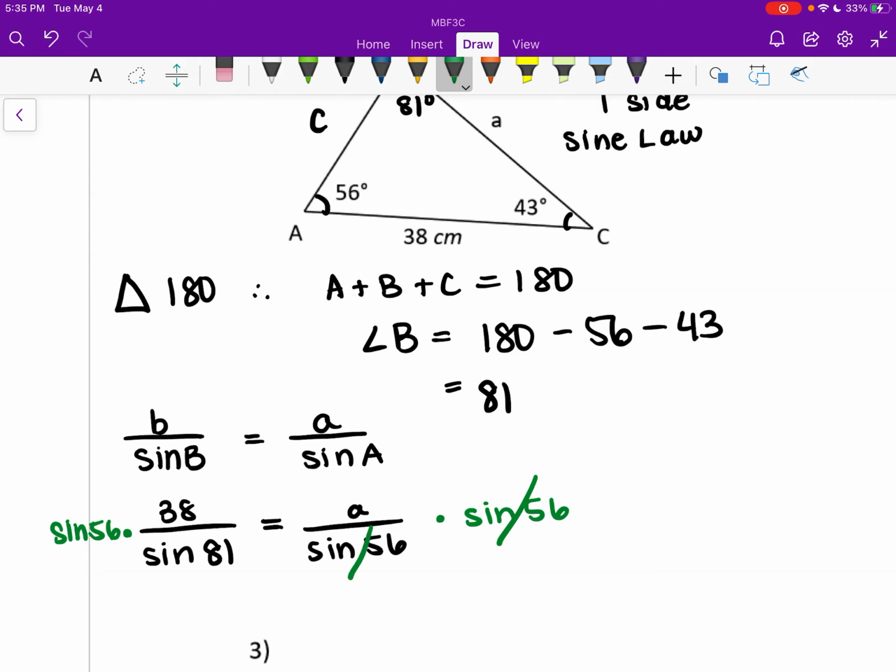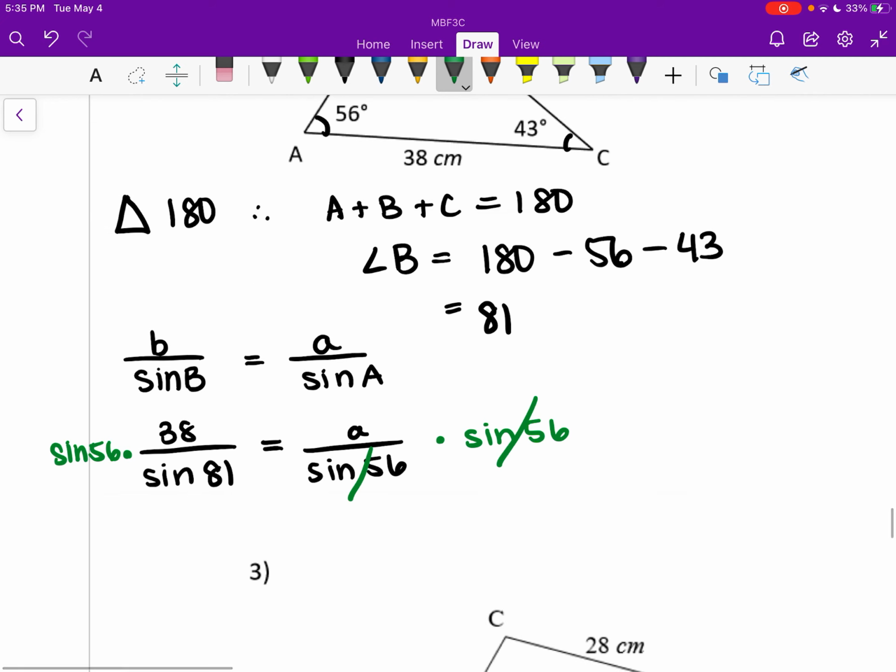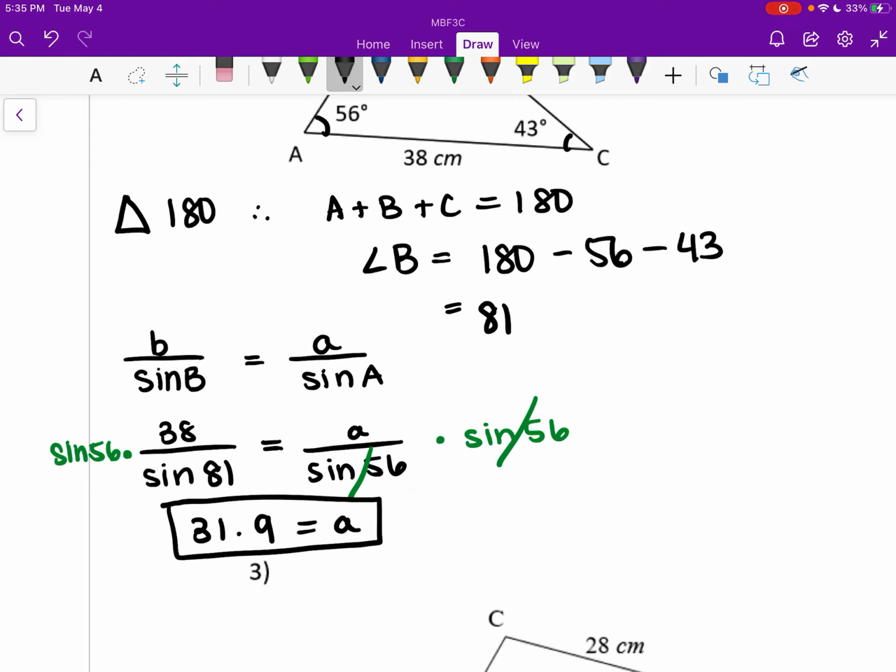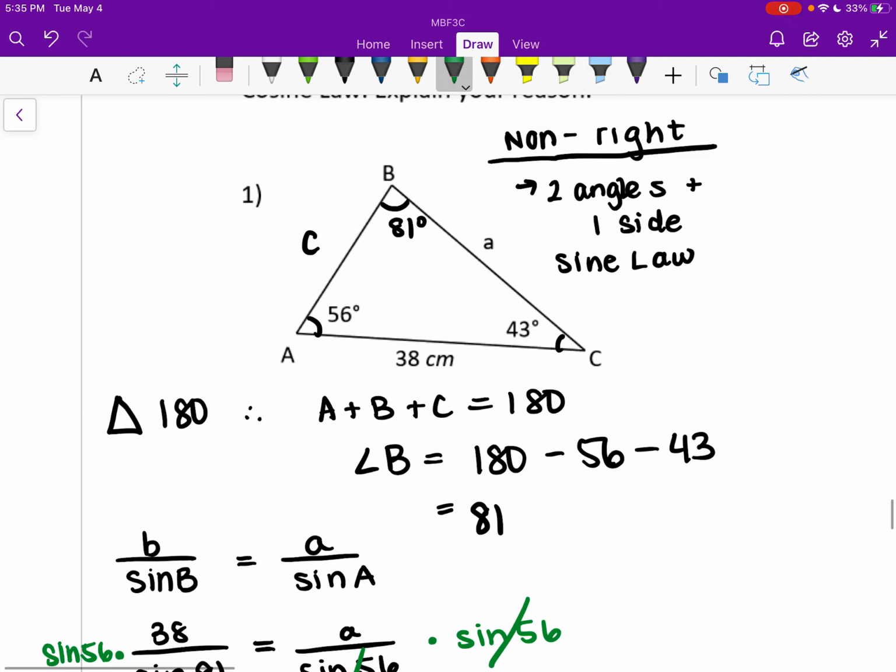I'm left with 38 divided by sine 81 multiplied by sine 56, which is going to give me a side length of 31.9 is A. If you want, you could even leave it at 32. I'm not really picky about that, so I'm just going to highlight it. I like to just go write it back in. 9 centimeters. Need to always use units.